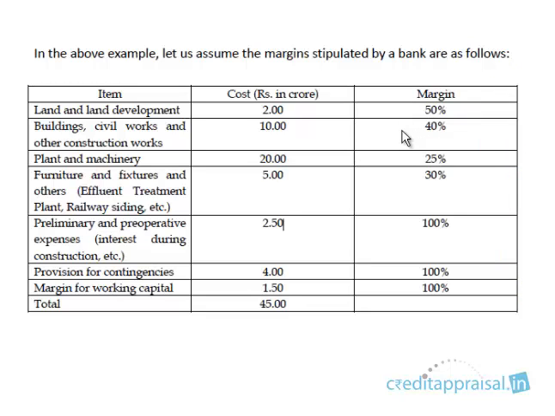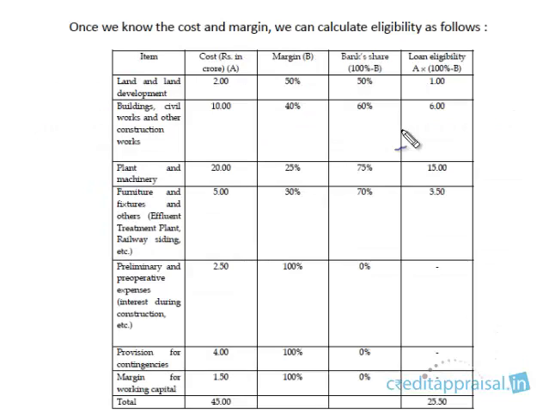Okay, so now we have to calculate the term loan eligibility. What is the maximum loan that can be sanctioned in this particular case? That's simple. Once we know the cost and the margin, we can straight away know the bank share. Okay, 100% minus the margin. So if 50% is the margin, the balance 50% will be sanctioned by the bank. If 40% is the borrower's margin, then the balance 60% will be sanctioned by the bank. So simply 100 minus the margin.